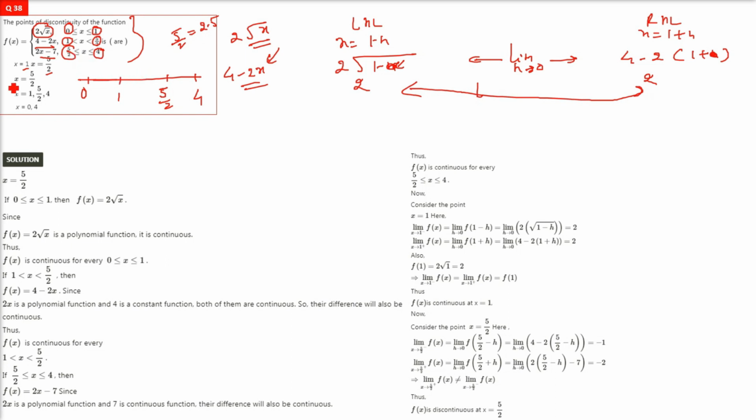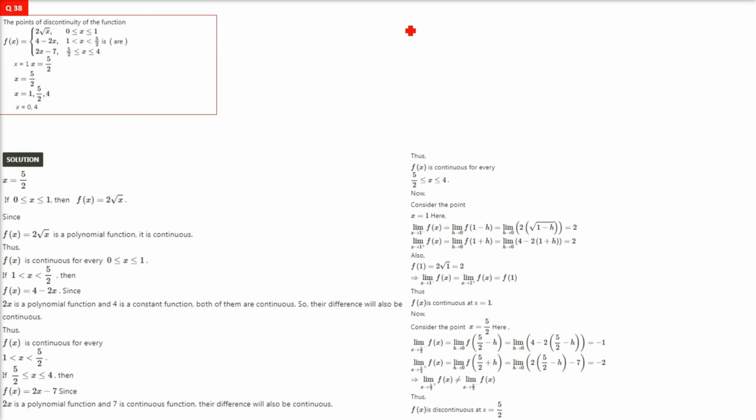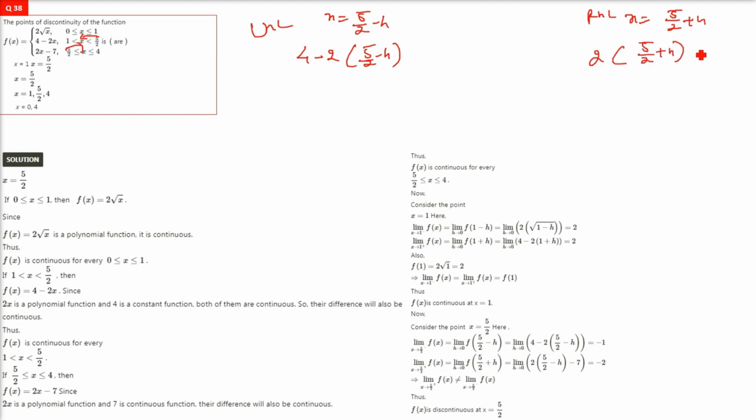So there is no problem at 1, so you can just remove all the options having 1. So the answer can be x equals 5 by 2, x equals 0 and 4. 0 and 4 it cannot be because we can see that it is not, but we have to prove it. So we have to check at 5 by 2. So left hand limit for this 5 by 2 is 5 by 2 minus h. Right hand limit is 5 by 2 plus h, RHL. We are checking at 5 by 2. So when you go back from 5 by 2, you are going to use 4 minus 2x. So 4 minus 2 into 5 by 2 minus h. When you go on the right of 5 by 2, you are going to use 5 by 2 plus h. So 2x minus 7 you have to use. So 2 into 5 by 2 plus h minus 7.